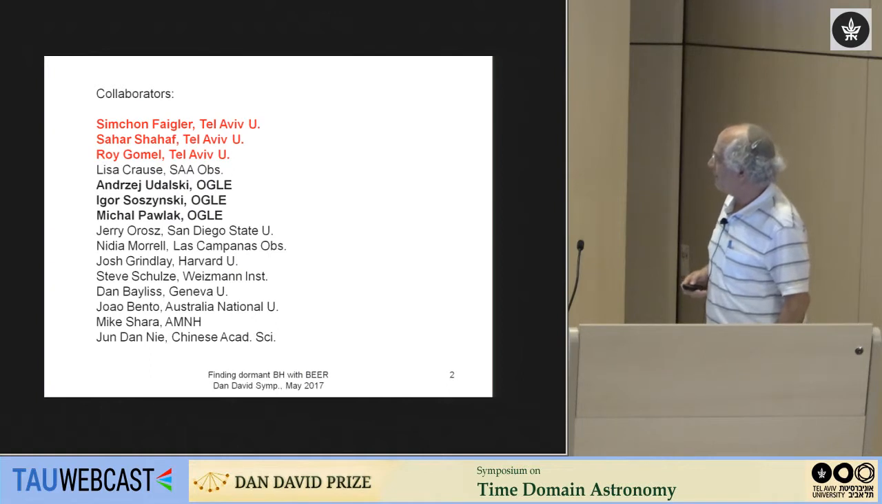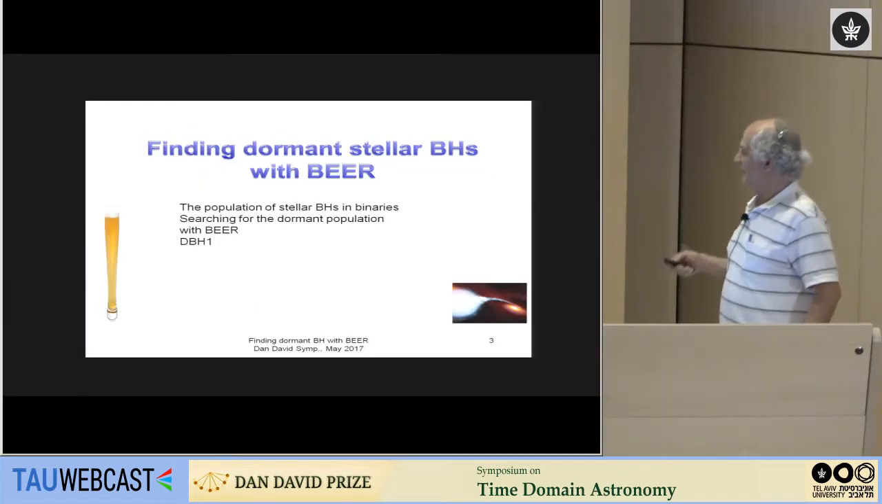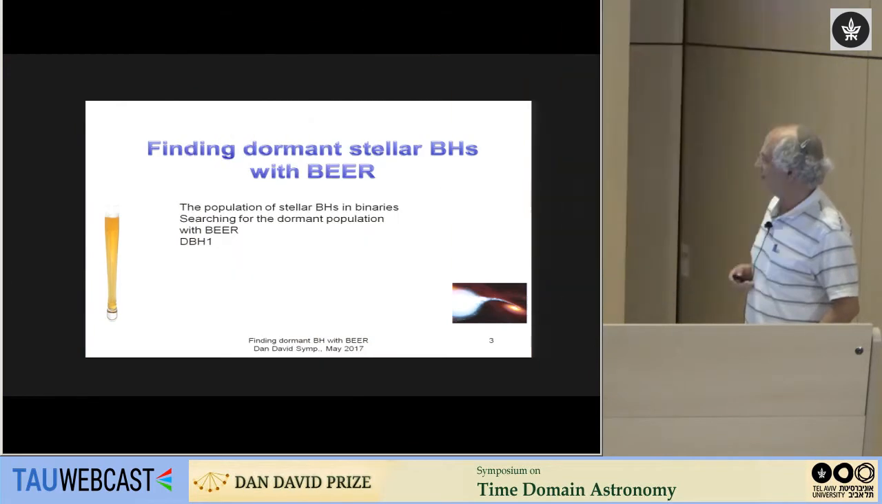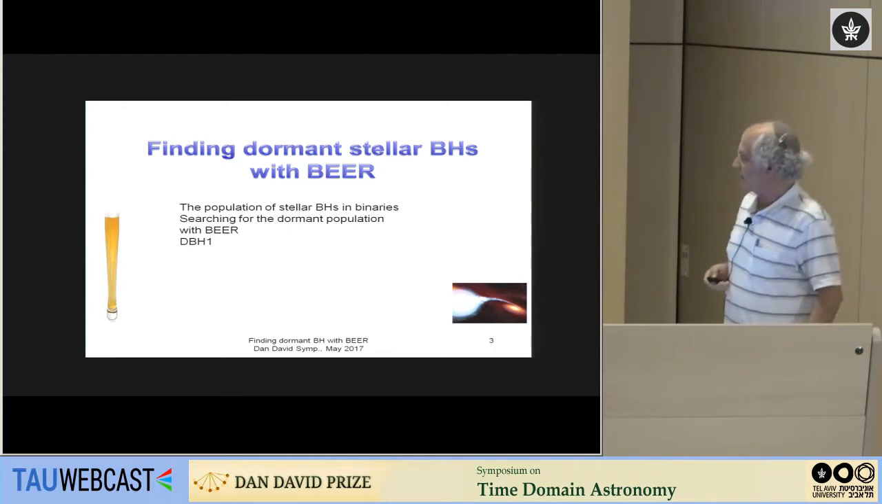I'll just first explain why it is important, and then how we do that, what is our technique, and then I will show you the first result, what I call the dormant black hole 1.